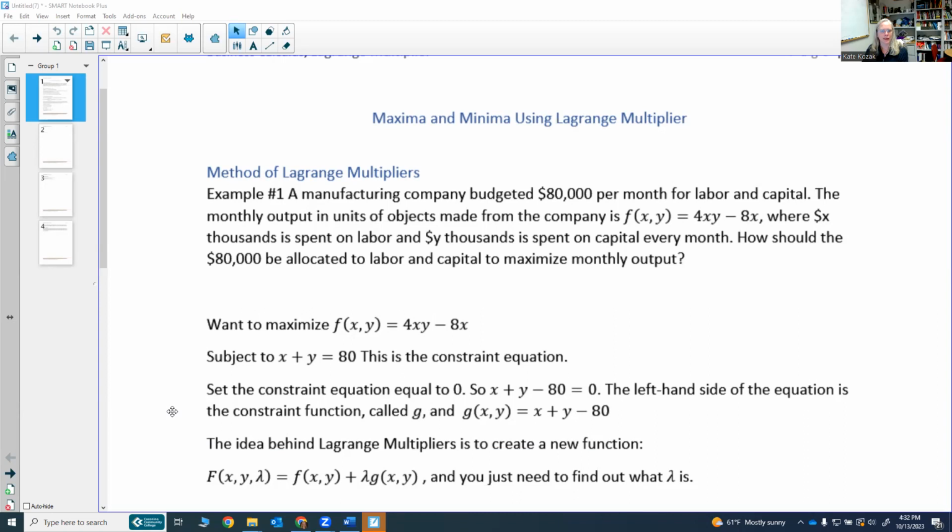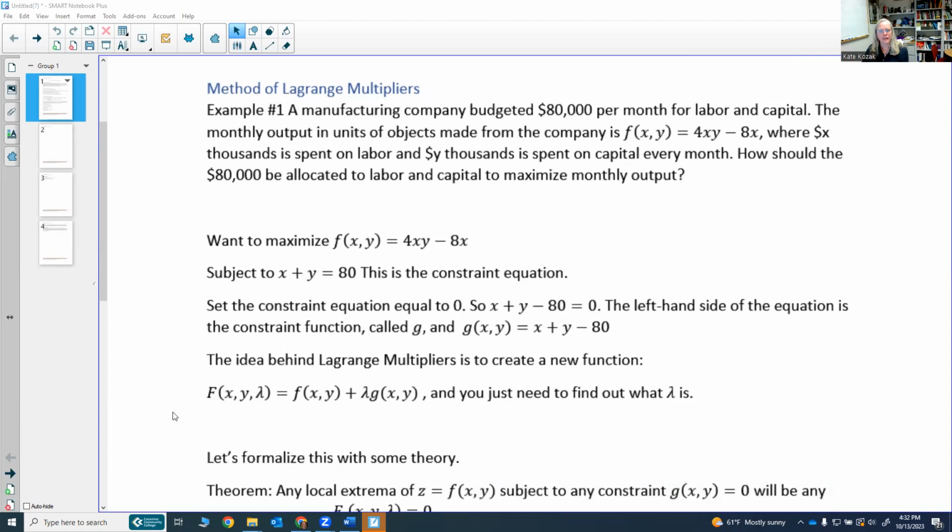The idea behind Lagrange multipliers is to create a new function, capital F of x, y, lambda, which is equal to little f of x, y, plus lambda times g of x, y. And you just need to find out what lambda is. Let's formalize this with some theory.